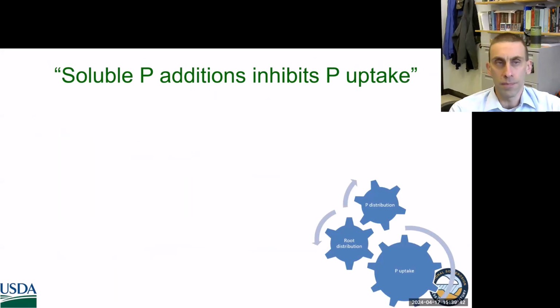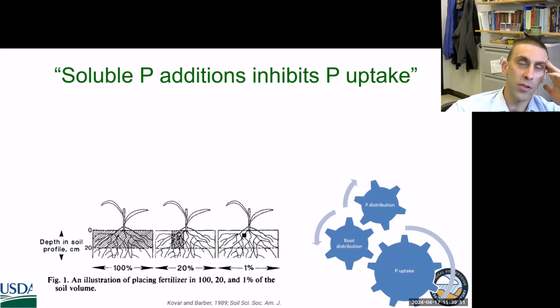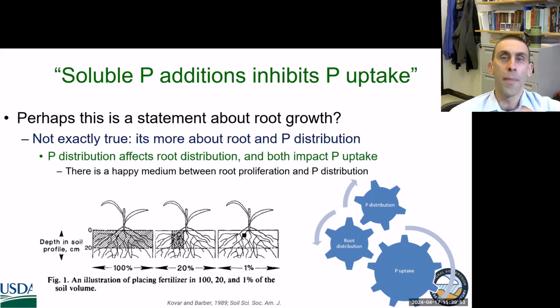Last one. Soluble phosphorus additions inhibit phosphorus uptake. Now, I'm not exactly sure what that means. This might be a statement about root growth. It's not exactly true. In reality, it's more about root distribution and phosphorus distribution.